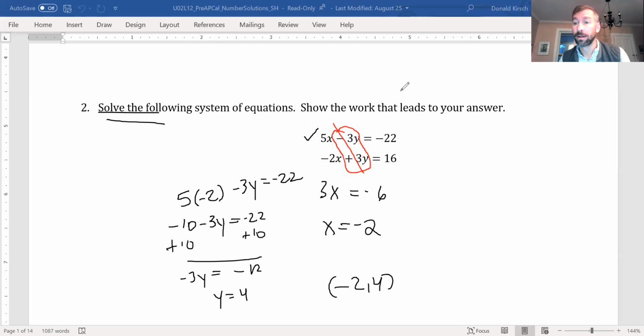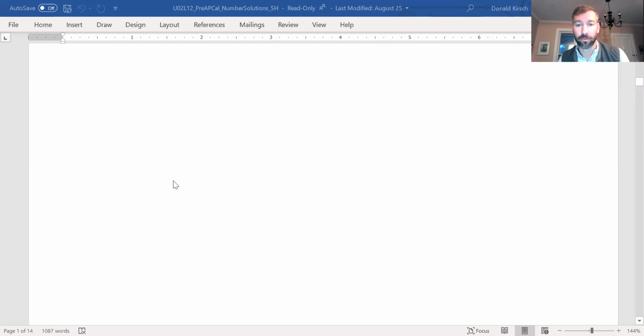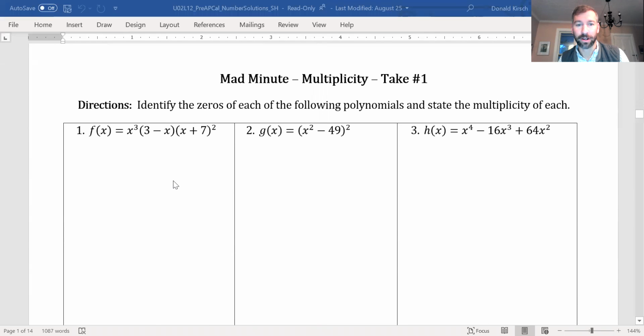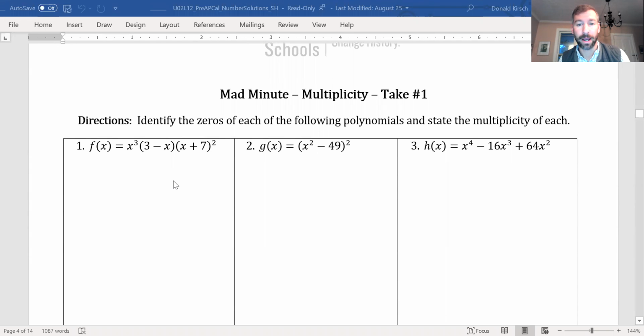Okay, great. Let's move on to the Explore task today. Okay, moving on. There's a blank page, and there's this page. And then you finally get to this page, your mad minute. Sorry. Let's go to our mad minute.